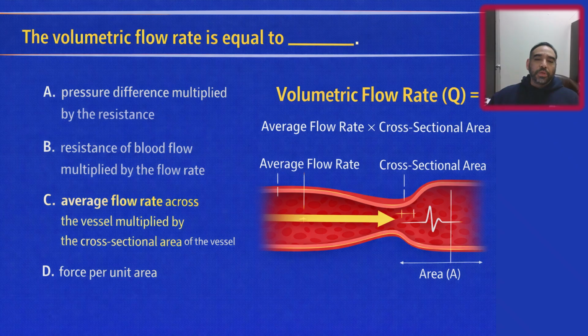The next one is B, where it says resistance times flow rate. This doesn't even define flow. It just rearranges variables without meaning. If you look at the formula, delta P, the difference in pressure, equals Q times R. Resistance times flow rate equals pressure difference, not flow. So this describes pressure, not volumetric flow rate. And the last incorrect answer was D, force per unit area. This is a definition of pressure, that's all. Pressure is equal to force divided by area. It has nothing to do with defining volumetric flow rate.